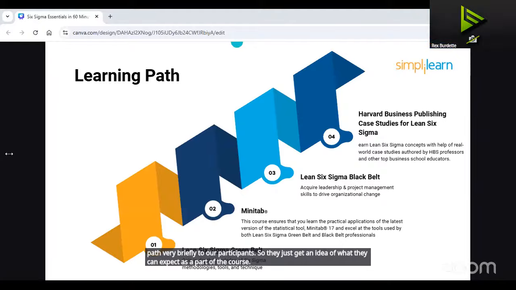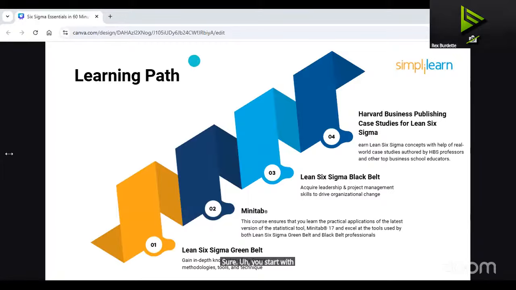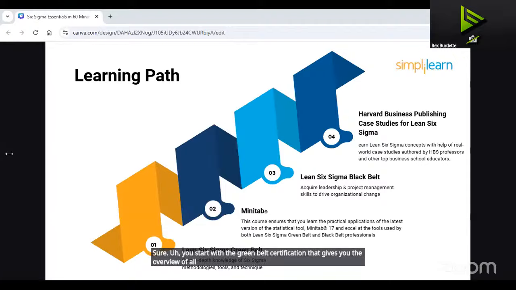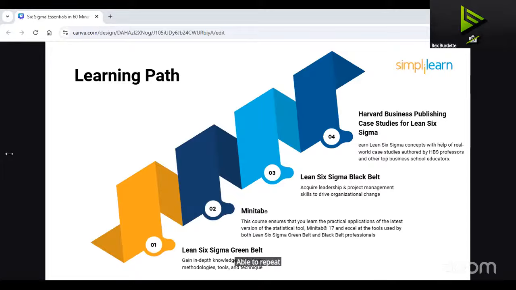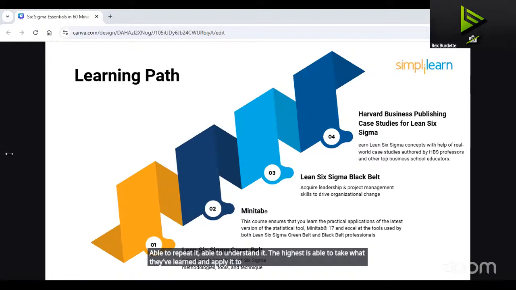Sure. You start with the green belt certification. That gives you the overview of all the tools, the overview of the DMAIC. And the idea is if you look at various certification bodies, they'll have a taxonomy which says able to repeat it, able to understand it, and the highest is able to take what they've learned and apply it to other things. So at the green belt, we're really just getting familiarity with the projects and the tools and the ability to understand and work with others.